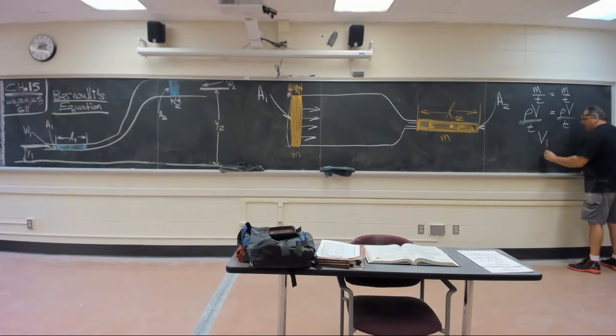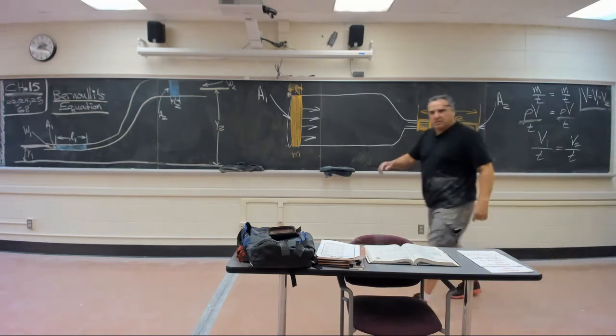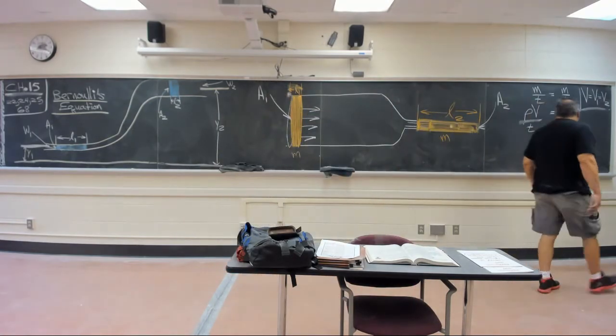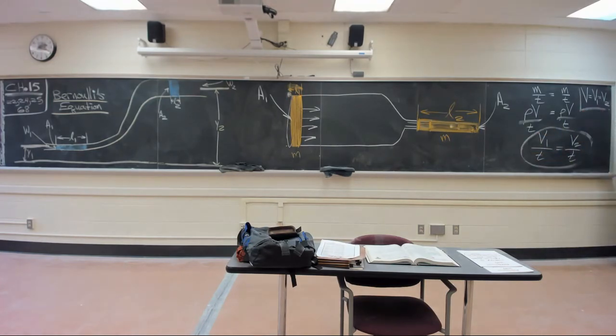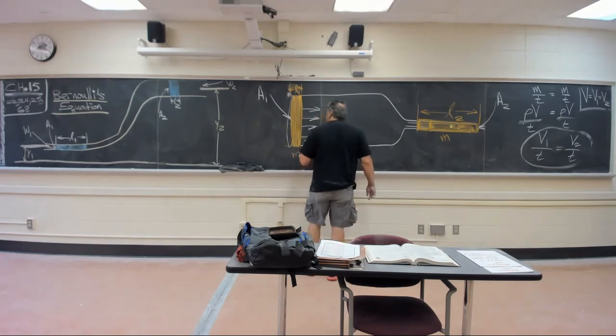You got V1 over T equals V2 over T, where big V is the volume coming in, V1, and the volume coming out, V2. These are all volumes. Okay, I agree with that, and they use Q sometimes for that. Can you say anything else? Yeah, I can. Let's talk V1.